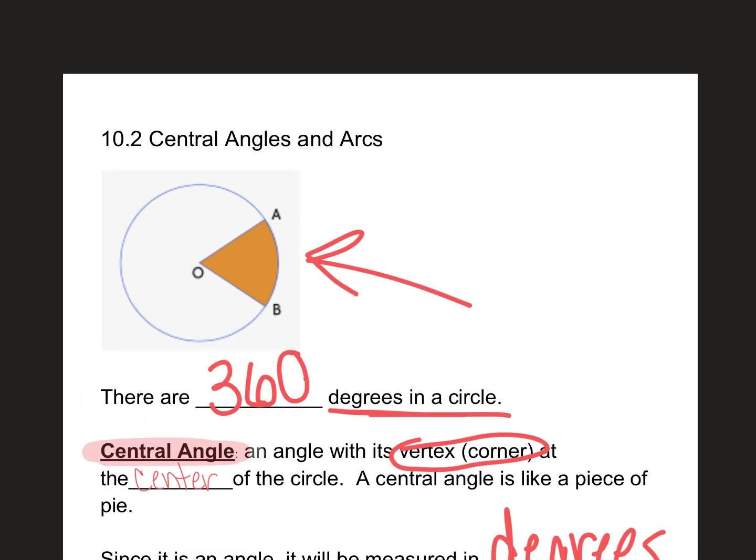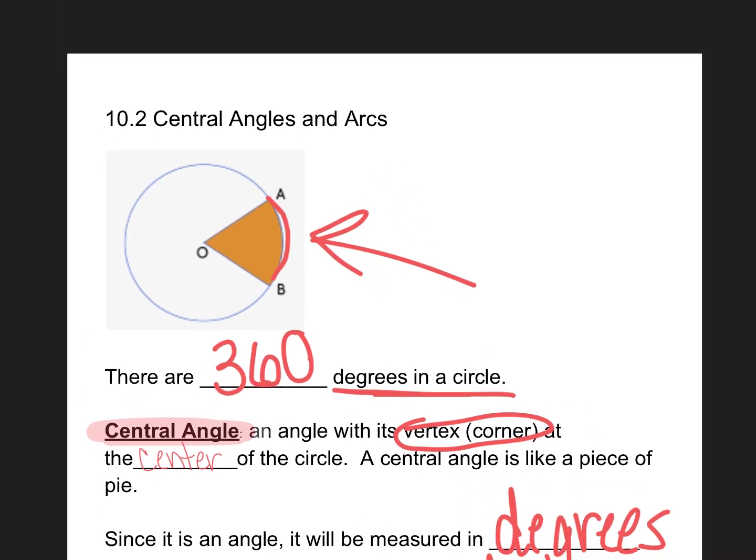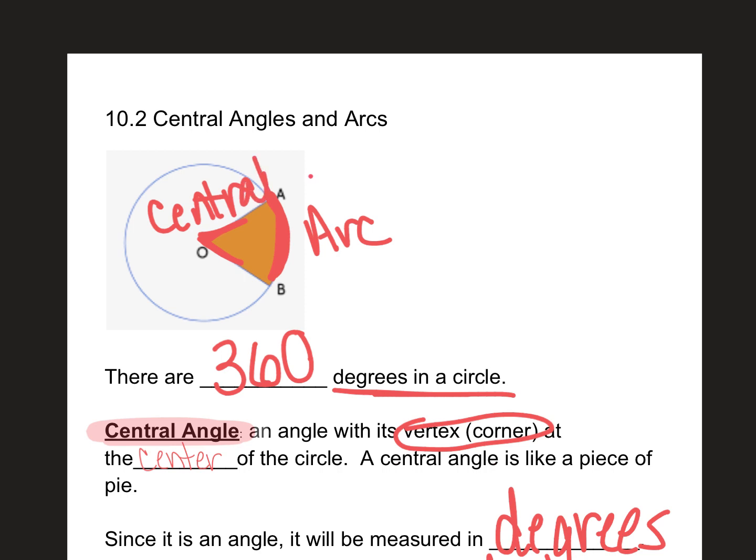So if we're looking at our diagram up here, this right here that I have highlighted in red, I can erase that for a second, that is the arc. This right here, the crust of the pizza, is the arc, and the central angle is the piece at the tip. Okay, and there are some things that we're going to learn about central angles and arcs and their relationship.